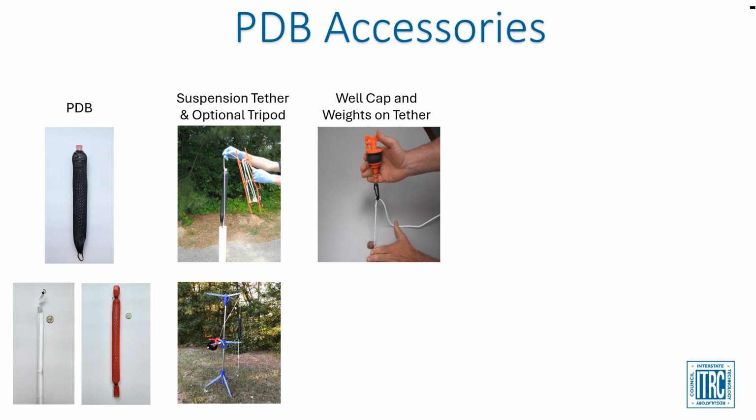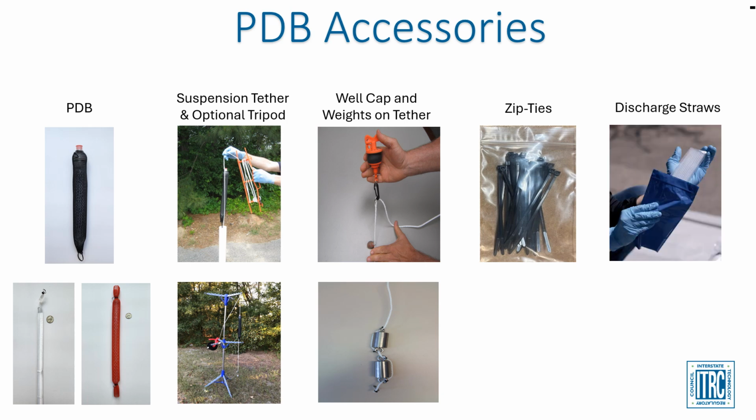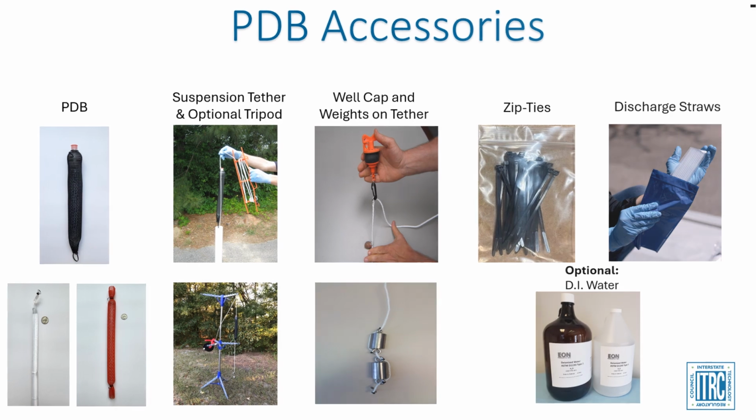within the well, reusable stainless steel weights attached to the bottom of the suspension tether, zip ties for attaching samplers to the tether, 2 per sampler, discharge straws for emptying the contents of the PDB into a lab bottle after sampling. If PDBs are not factory pre-filled, a reusable fill kit and deionized water are needed to fill the sampler prior to installation.